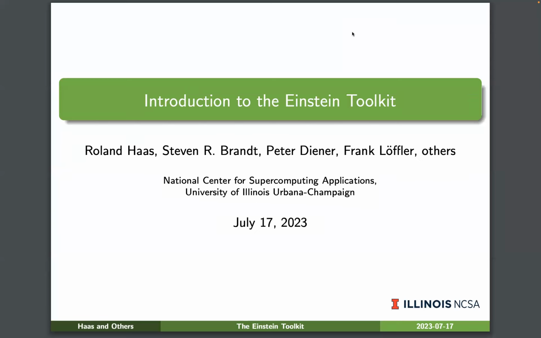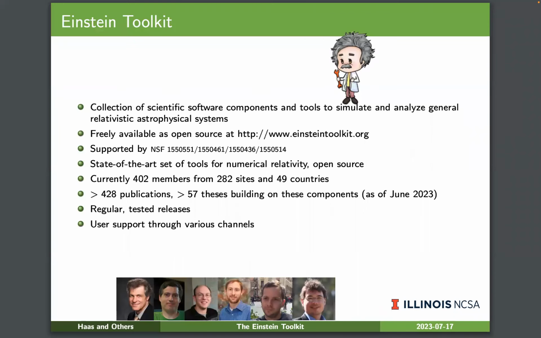Let me give you the high-level overview of what the Einstein Toolkit is. The Einstein Toolkit is a collection of software components and tools to simulate and analyze general relativistic astrophysical systems. It is freely available, free as in beer and free as in speech, from the Einstein Toolkit website, www.einsteintoolkit.org, which you probably are already familiar with.